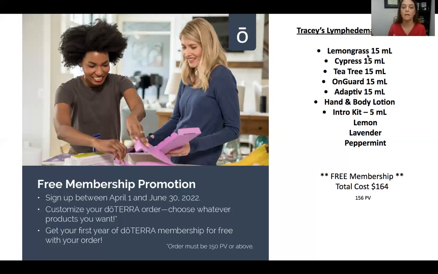And then peppermint, because of the summer months, but also a lot of my patients are going through cancer treatments and can get a lot of upset stomach or nausea or muscle tension or tightness.